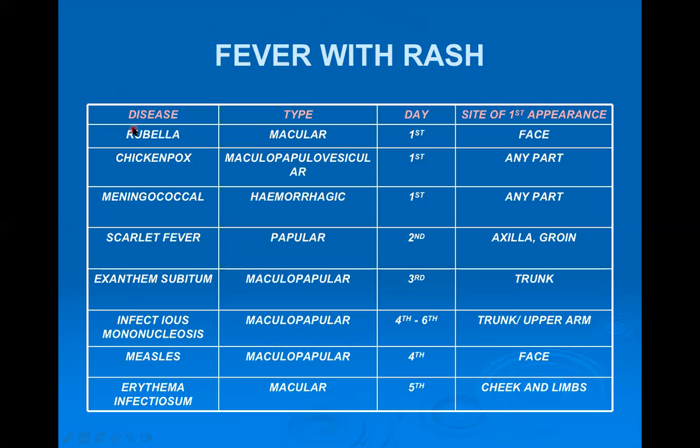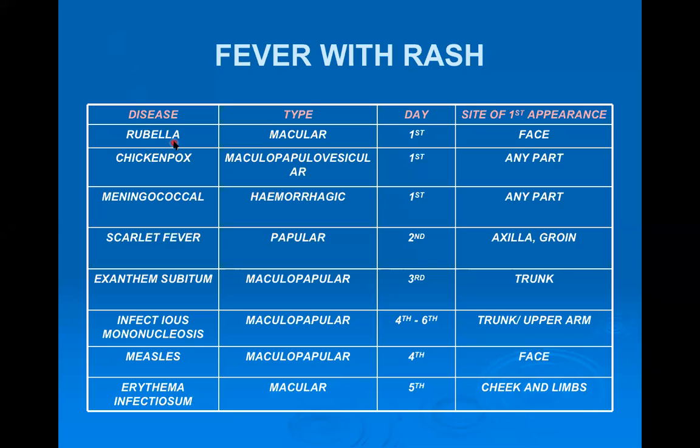See this. These are the diseases which are causing fever with rash: rubella, chickenpox, meningococcal septicemia, scarlet fever, exanthum subitum, infectious mononucleosis, measles, and erythema infectiosum. Now, some of those terms are quite familiar to you and some are new. So let me explain all these things one after other.